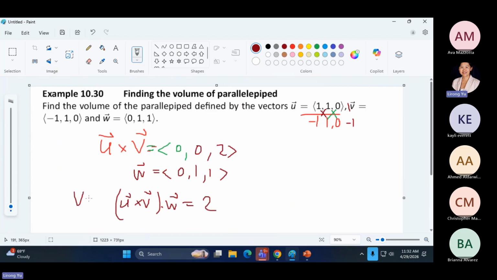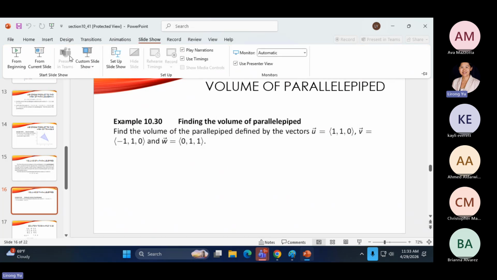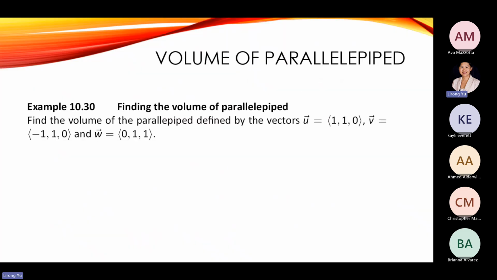Right, and that's the volume formed by these 3 vectors. The volume of the parallelepiped is 2. And that was this calculation using the triple product in the textbook's example. The answer to this question is 2.